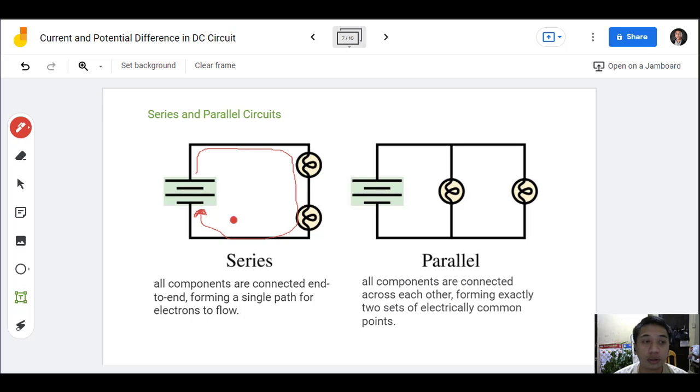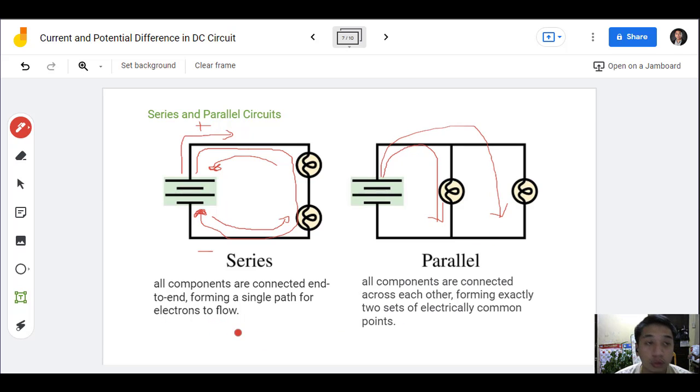So on the other side, we have to say that the electron flows from negative to positive. While the current is from higher point to lower point. Okay? So in a parallel circuit, all components are connected across each other, forming exactly two sets of electrically common points. So as you can see, the current flow or electron flow can flow here or either here. Okay? So that is our basis.